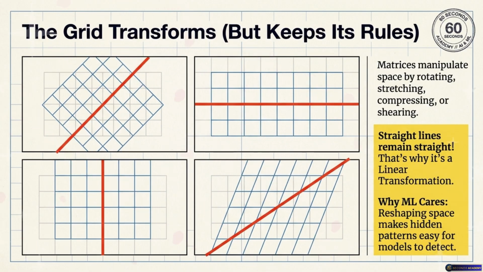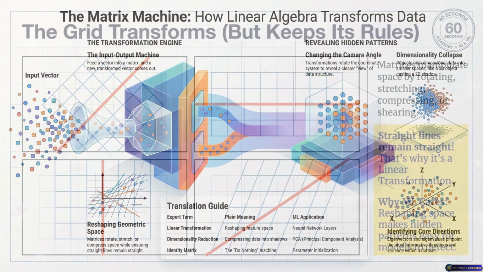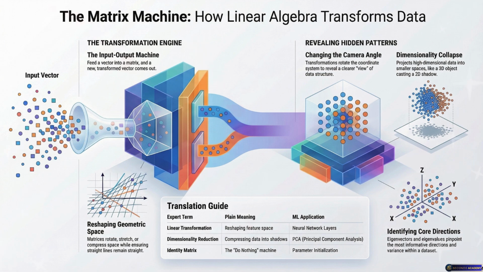Right. And while neural networks absolutely do use nonlinear transformations, like ReLU or sigmoid activation functions, those happen after the matrix does its job. The matrix itself is strictly linear. But let me ask you this. Why does the model want to stretch and shear this space in the first place? What is the practical engineering value of taking our data grid and slanting it?